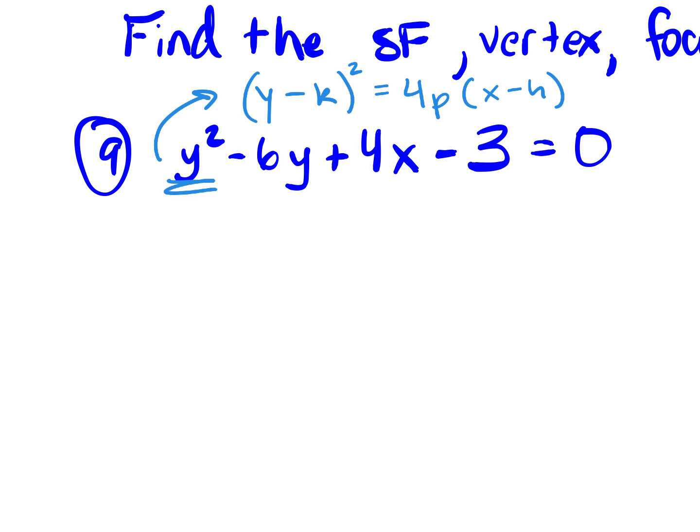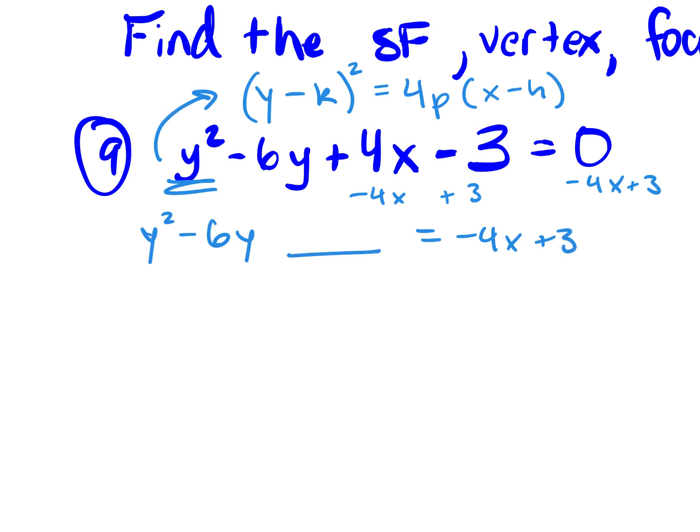So what should I do? Complete the square. I need to complete the square with the Y's because that's the one that's squared. Then I'm going to move everything else to the other side. So I'll subtract 4x on both sides and add 3. So negative 4x plus 3 on the right side. I'm going to complete the square on the left.